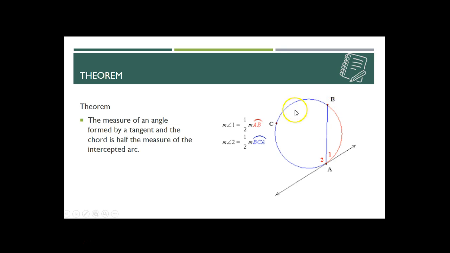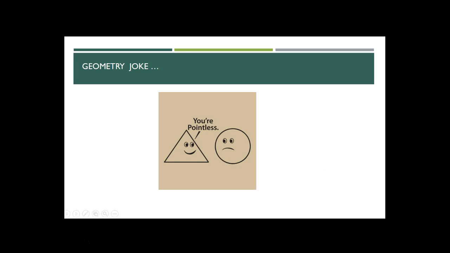If the arc measure from BCA was, say, 220, then my angle 2 would be half of that measure of 220, which is 110. That brings us to our last slide and the separate worked problems. So I have about 4 problems I'll work out on the document camera and upload for you guys.